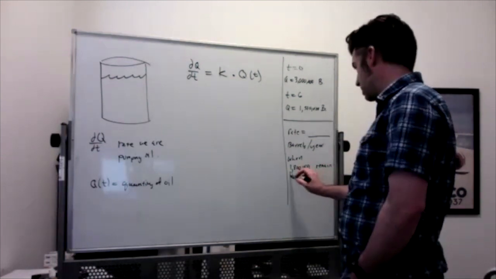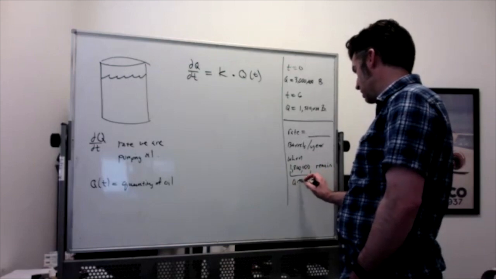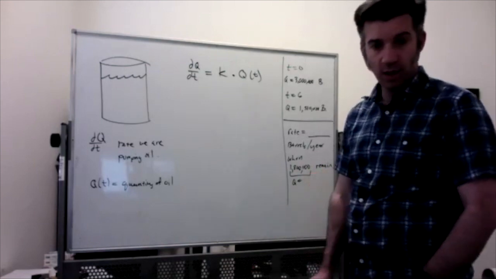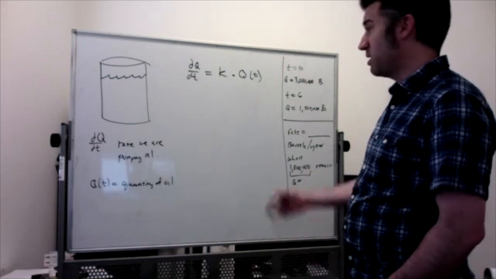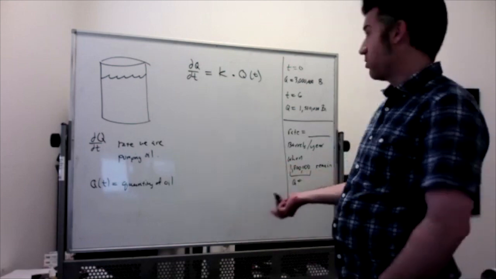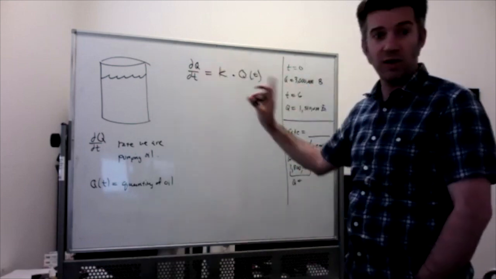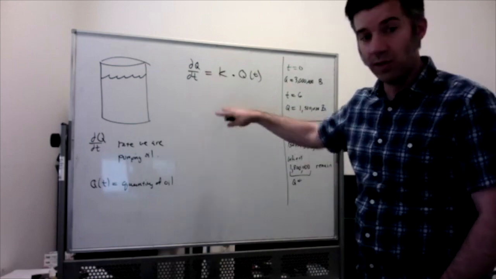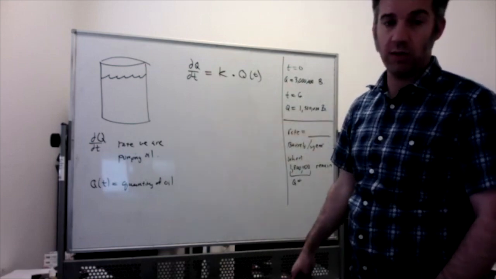So that's when Q is equal to 1.8 million. Okay, so we need to do some stuff, right? All we have is this so far. Now here's the good thing about this. We know the solution to this differential equation.